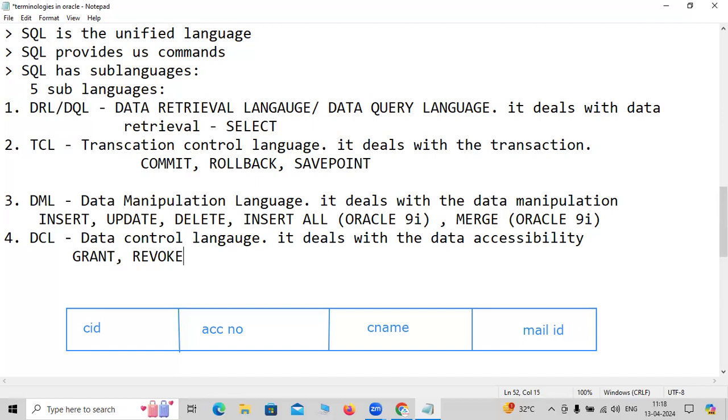From the next video, we will see the commands, how to create the user, and how to grant permissions for the user. So for this video, we are ending here. Thank you.